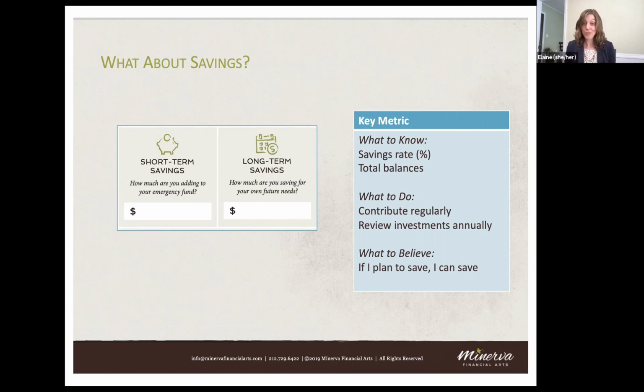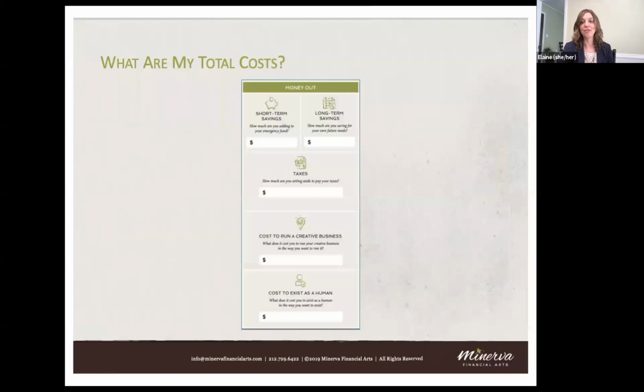And then what should you do? Well, take the action to contribute regularly when and if you can. And then take the action to review your investments annually, especially for those retirement or those longer term savings accounts, because that's not a bad thing to check in with once a year or so. And again, if you plan to save, and if you think of this as an expense that you are investing in yourself, just as you have expenses for food and shelter and clothing and your creative business, then you can take the steps to proactively save.